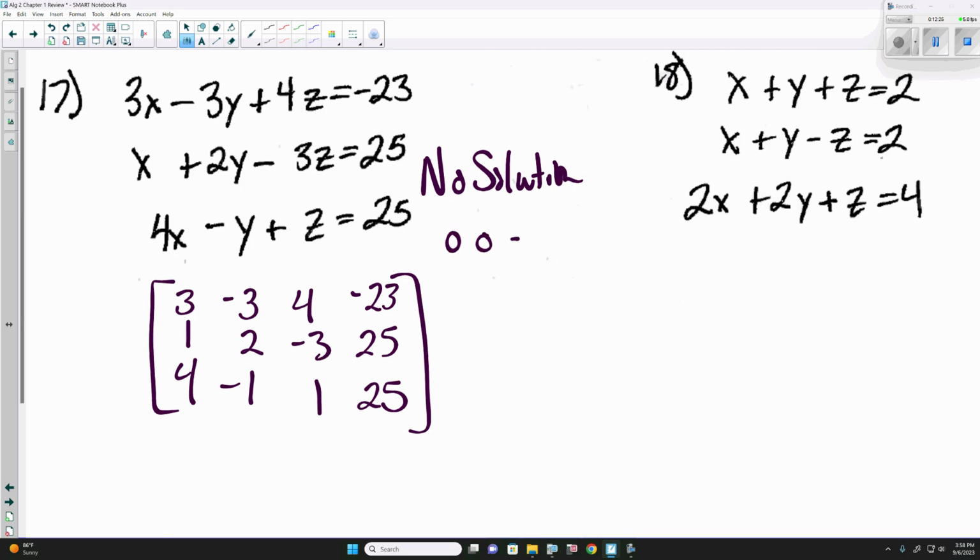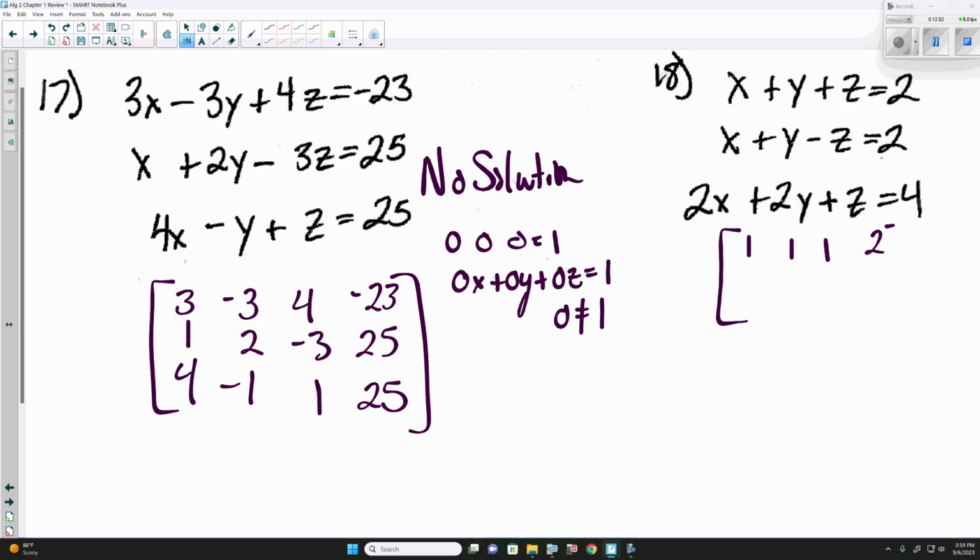Because that last row of all zeros and a 1 is telling us that we have 0x plus 0y plus 0z is equal to 1, or 0 is equal to 1, which is not a true statement, so it is no solution. And again, on my test, I do not put no solutions on the test, so this will not show up. And the last one, 18, of this type, we'll need to write the augmented matrix.